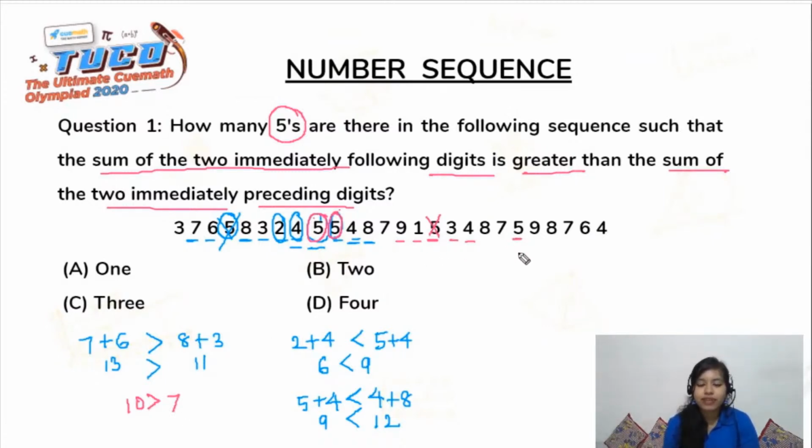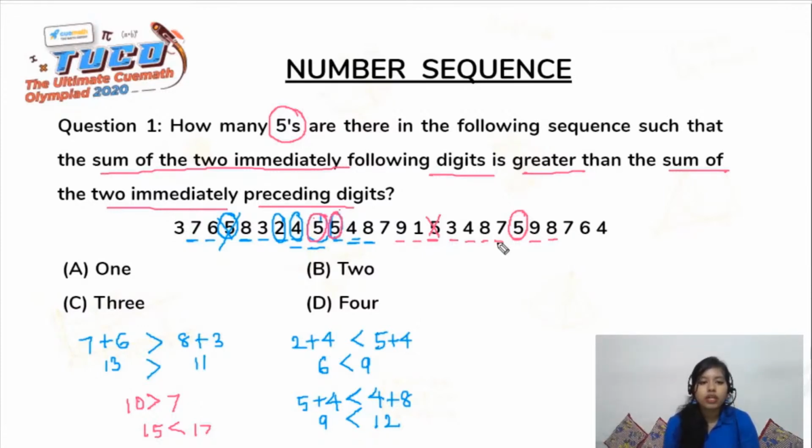Next 5, we have it here. So you can see the preceding digits are 7 plus 8, which is nothing but 15, and 9 plus 8, which is nothing but 17, right? So we know that 17 is greater than 15. Hence, we would be considering this 5 as well.